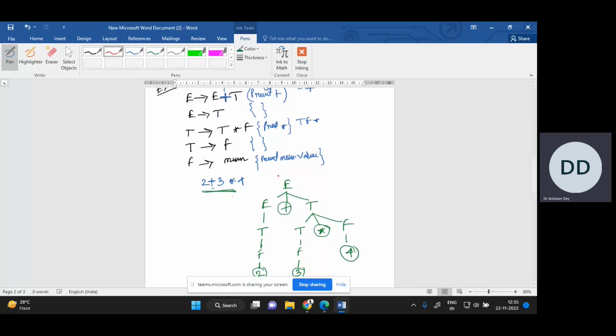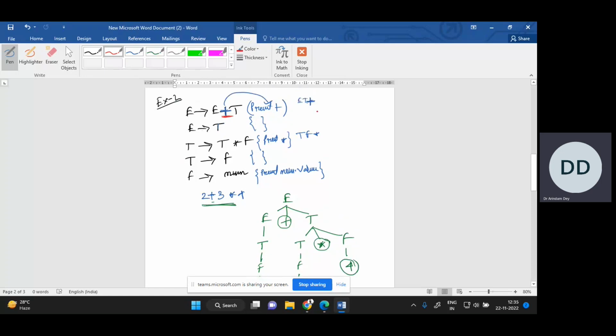Now we have to embed the semantic rules. What do the rules say? If the plus operator is there, I wrote here ET plus, so it will come after the T. So this plus operator will move from here and appear here. I'm marking an edge over here for your better understanding. This plus operator is coming here, so I'm erasing this part.